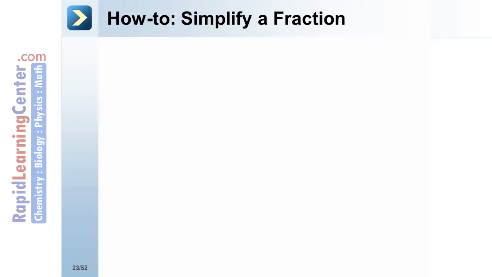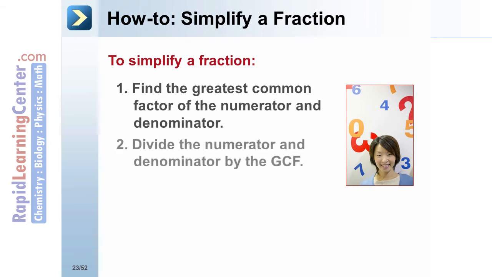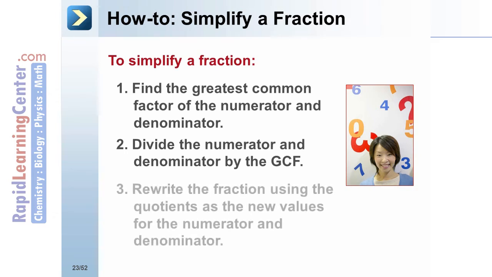How to simplify a fraction. To simplify a fraction, 1. Find the greatest common factor of the numerator and denominator. 2. Divide the numerator and denominator by the GCF. And 3. Rewrite the fraction using the quotients as the new values for the numerator and denominator.